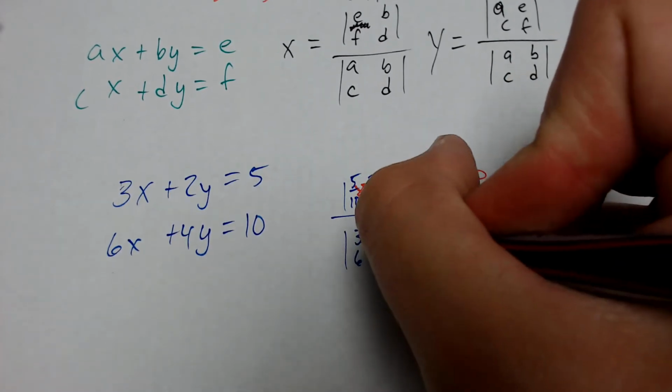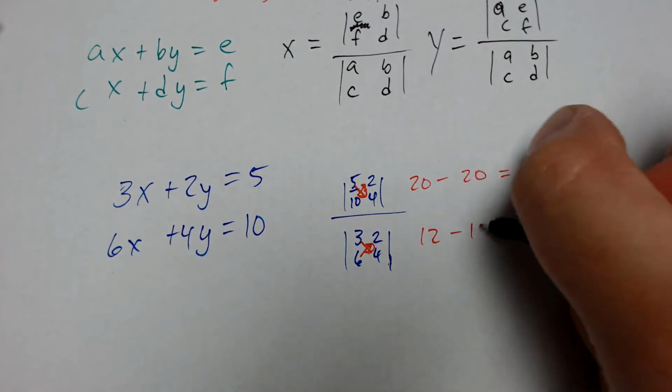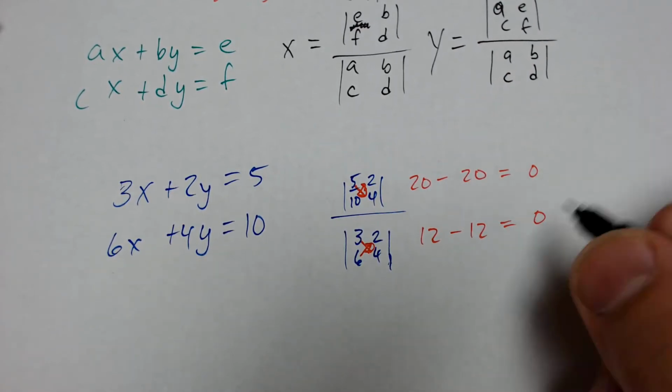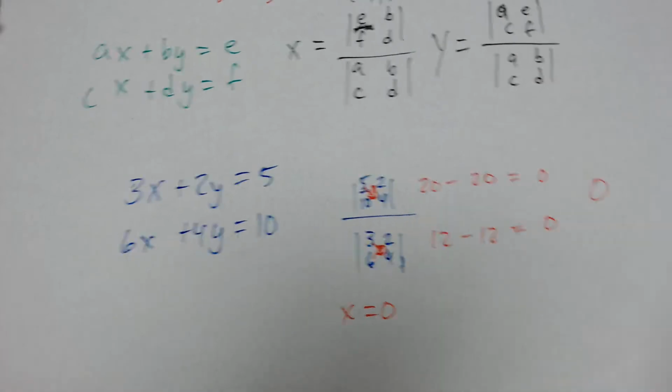And then down here, I take 3 times 4, which gives me 12, and then 6 times 2, which gives me 12. So 12 minus 12 is going to equal 0. So my answer is 0. So x is going to equal 0 in this equation.